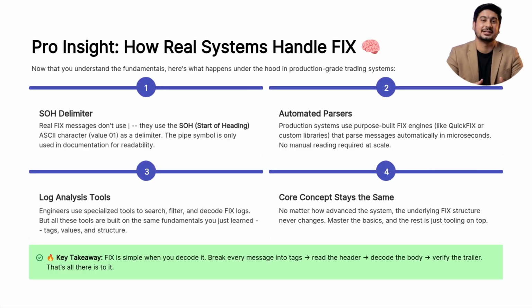In production trading systems, FIX messages use the Start of Header ASCII character as a delimiter, not the pipe symbol. Automated parsers like QuickFIX handle messages in microseconds. Engineers rely on log analysis tools built on fundamental FIX structures. Mastering these basics simplifies understanding, as the core concept remains unchanged.